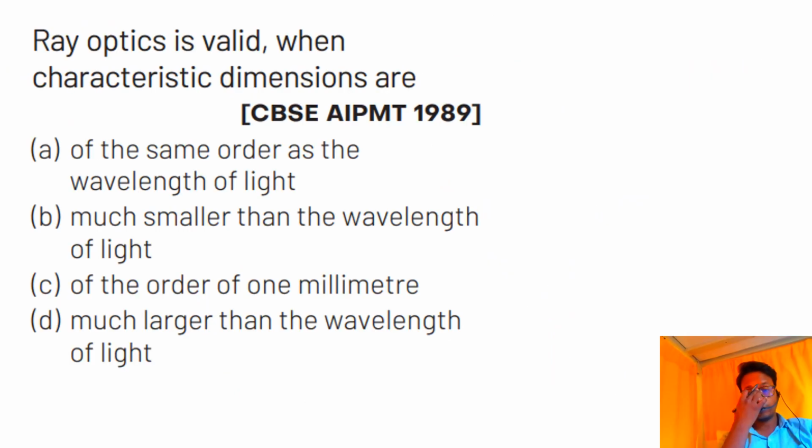Understood? So now we arrive at our first question. Ray optics is valid when the characteristic dimensions are of the same order as the light? No. Much smaller than the wavelength of the light? No. Of the order of 1 millimeter? Can be, cannot be, depends upon the wavelength of the light. Much larger than the wavelength of light. So D is the correct option. Option number D.